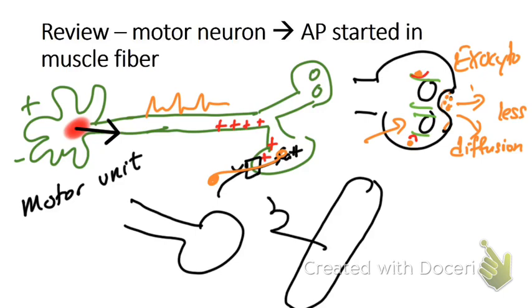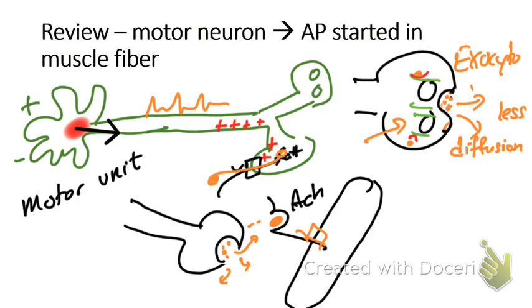And remember, we're going to have a receptor here for acetylcholine. And now our vesicle has been released. The neurotransmitter begins diffusing in all directions. It's released by exocytosis, it diffuses in all directions and eventually binds to its receptor. And that is going to cause a sodium channel to open.